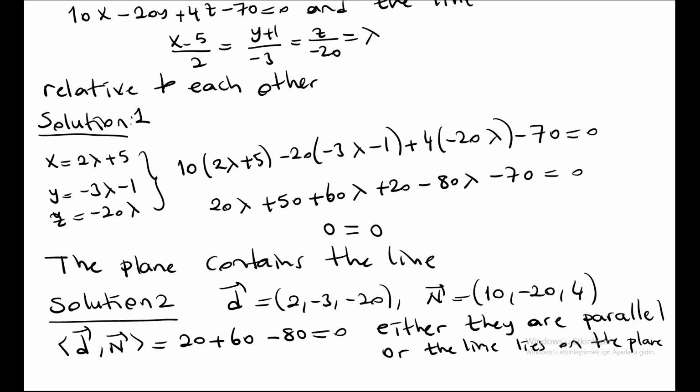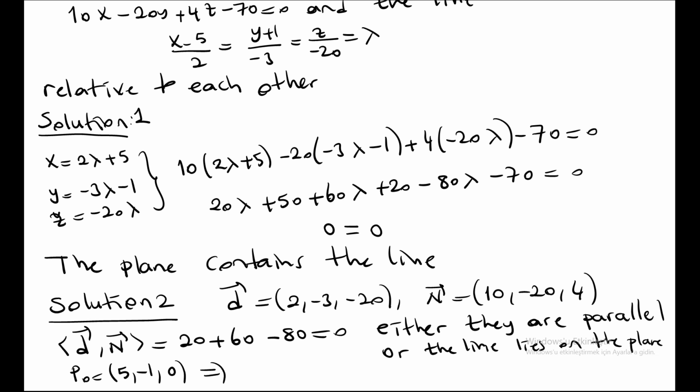Okay, to find this one, the point through which the line passes, if this point satisfies the equation of the plane, then it means they are parallel and the point satisfies this equation. It means the line lies on the plane. So our point here, this one, P sub 0, is 5, negative 1, and 0.